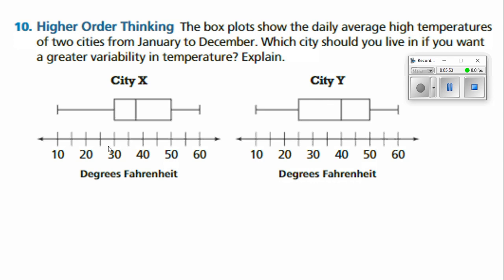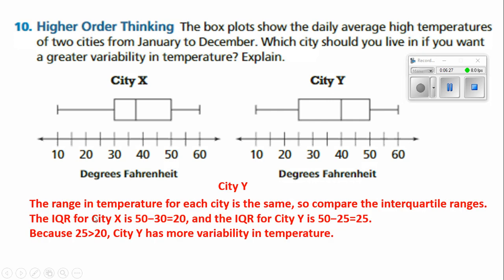So if we're comparing these two, remember, we have to take the range, and that's the biggest number minus the smallest number. Well, 60 minus 10 is 50, and 60 minus 10 is 50. So that doesn't tell me much. But if I look at the interquartile range, where most of the time the temperature is going to be, I see that I got 50 minus 30, which is 20. Over here, I've got 50 minus 25, and that's going to give me 25. So the variability of city Y is going to be greater.